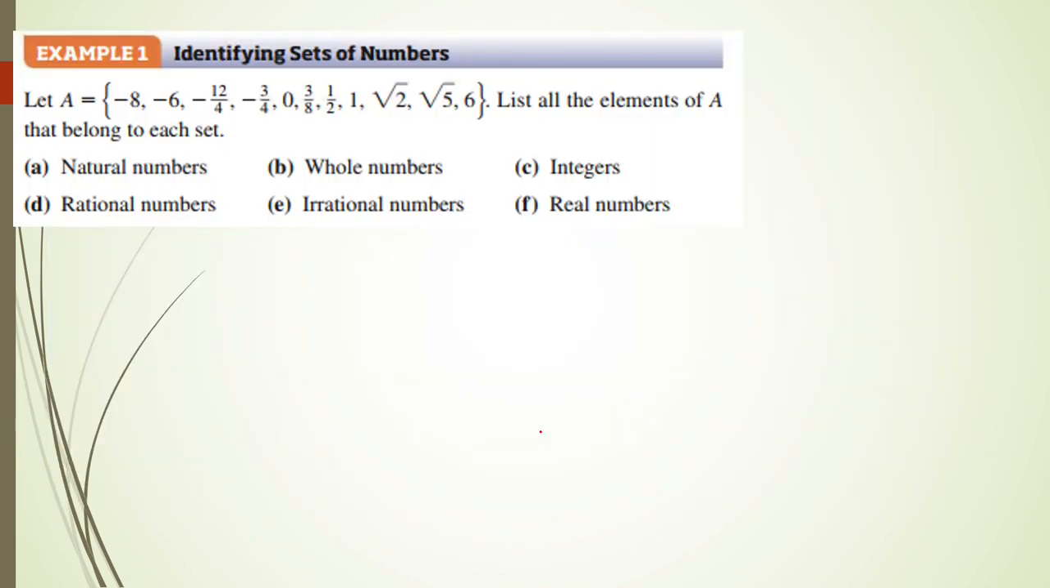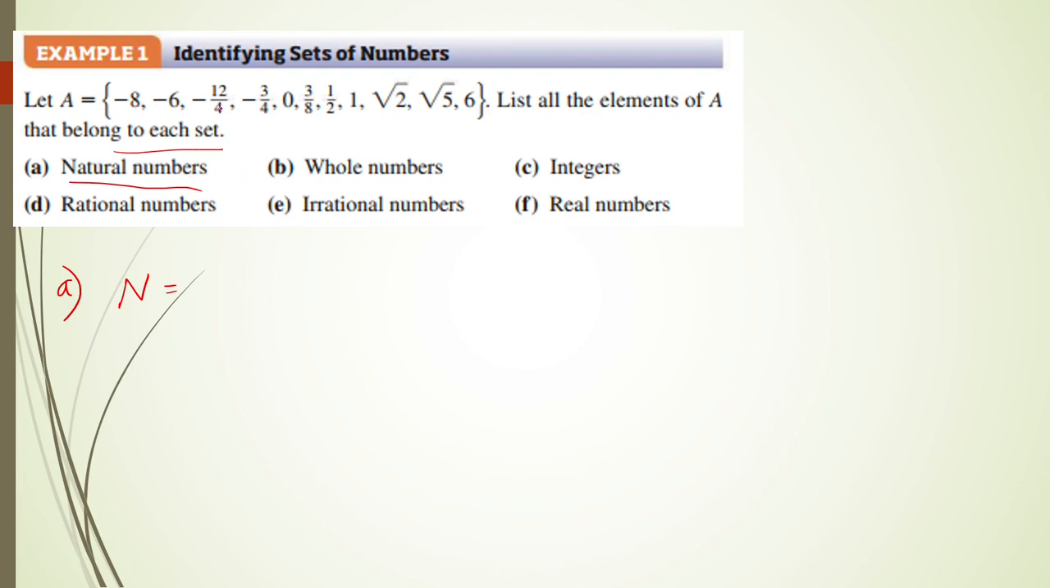Let's consider the set A: -8, -6, -12/4, -3/4, 0, 3/8, 1/2, 1, the square root of 2, the square root of 5, and 6. We want to list each element belonging to the following sets. Part A, the natural numbers. I'll use the symbol N to denote the natural numbers. And in this case, the natural numbers are 1, 2, 3, 4, and so on.